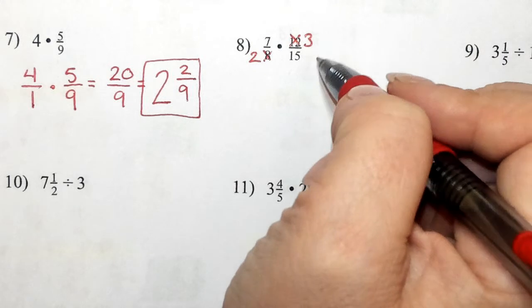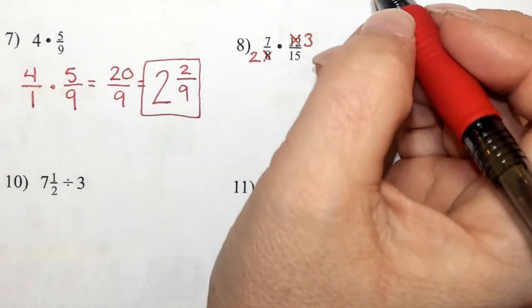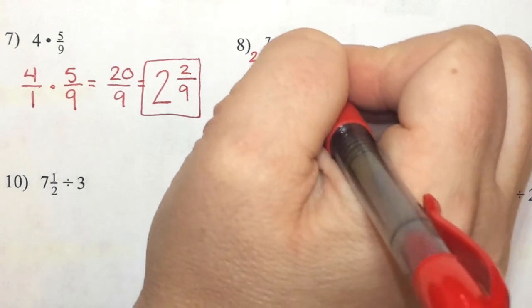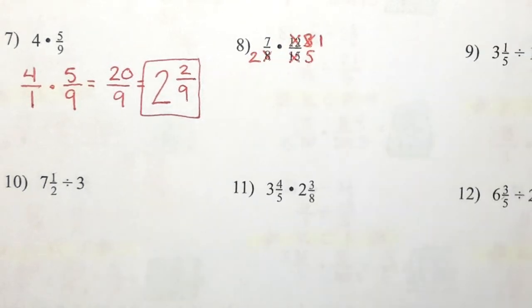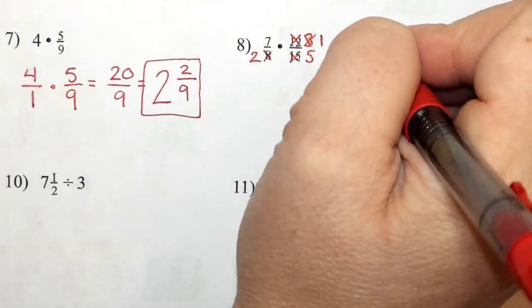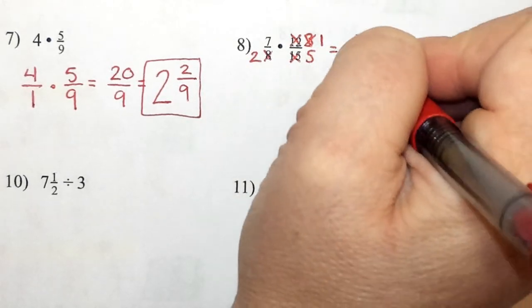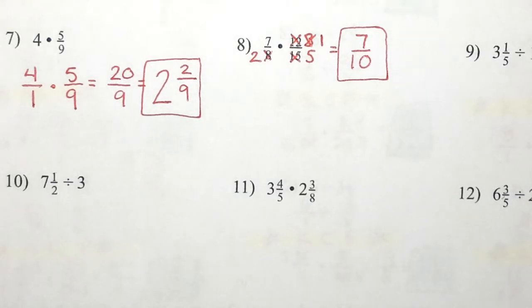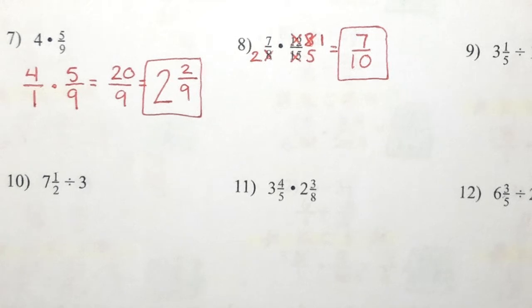The 3 and the 15. What can divide those? 3. 3 divided by 3 is? 15 divided by 3 is? Okay, anything else there? So on the top, 1 times 7 is 7, and 2 times 5 is 10. So that's my answer. I don't even have to make it a mixed number because it's just a regular, plain old, good looking fraction.